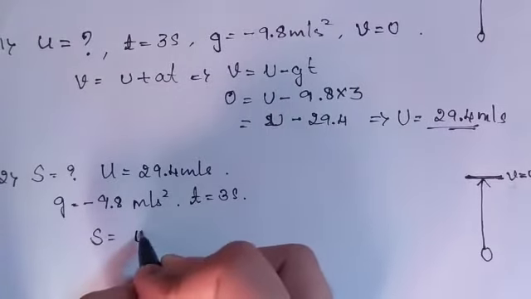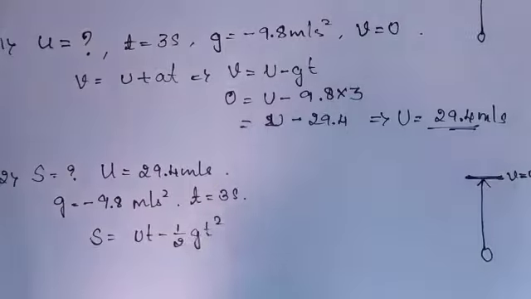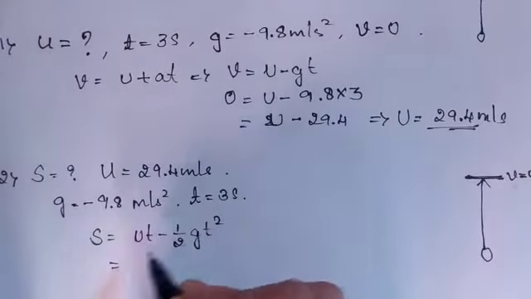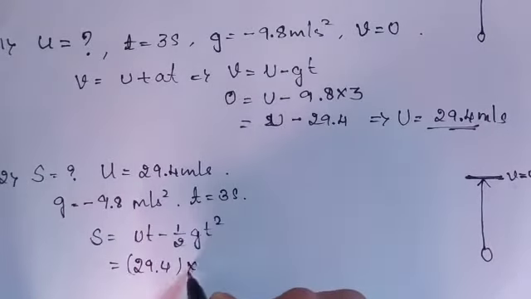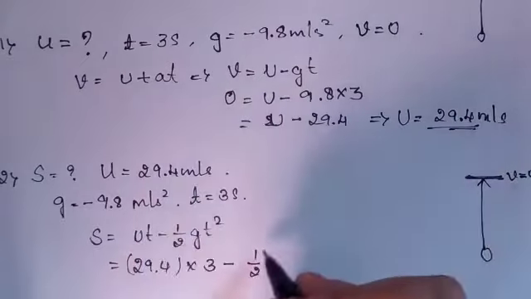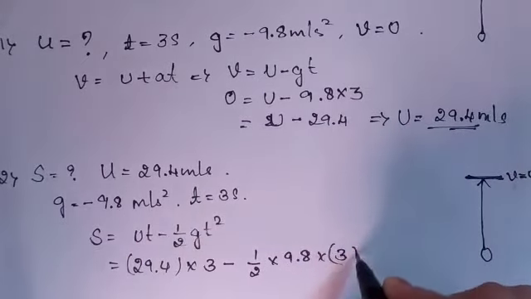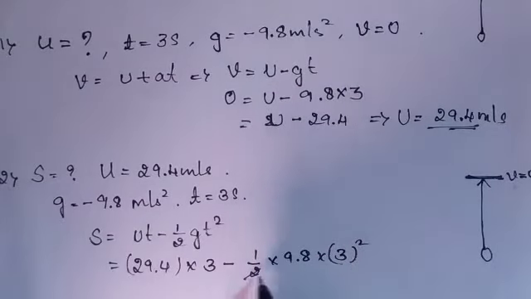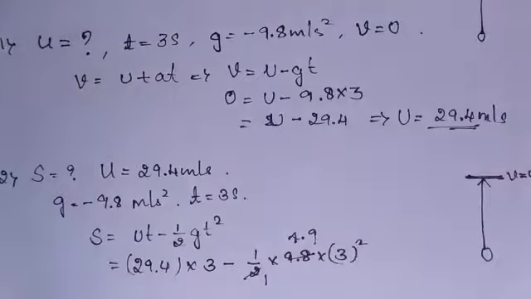So S is equal to UT minus half GT square. I am going to substitute the values here. U value is 29.4 into T value 3, minus half into G value 9.8 into T value 3 square here. Half into 9.8 is 4.9. I'm going to get it here.